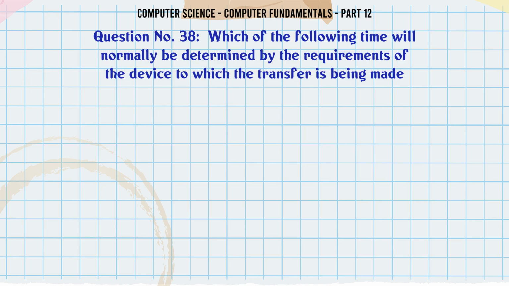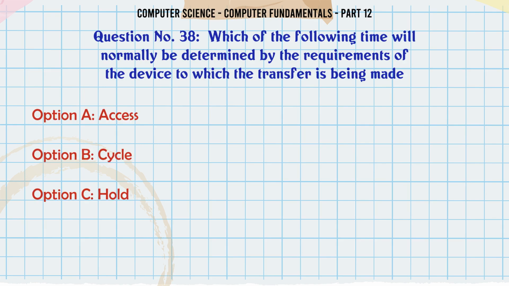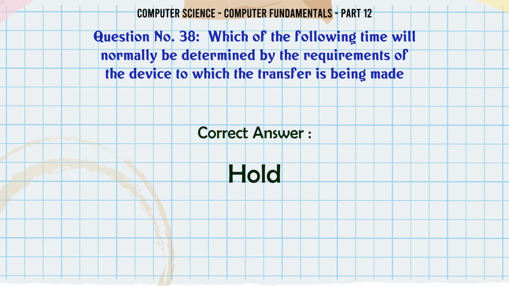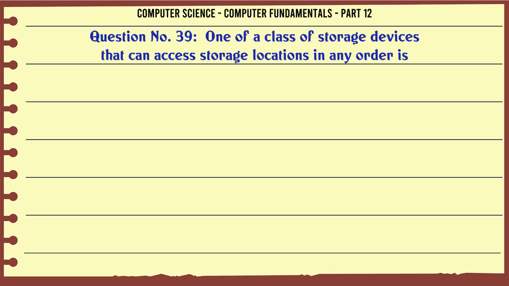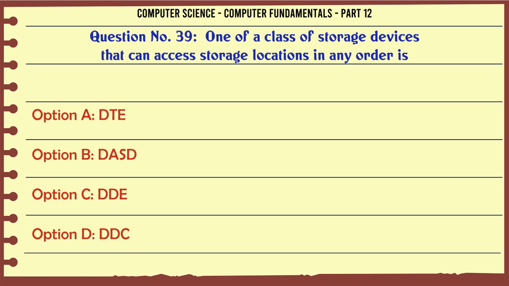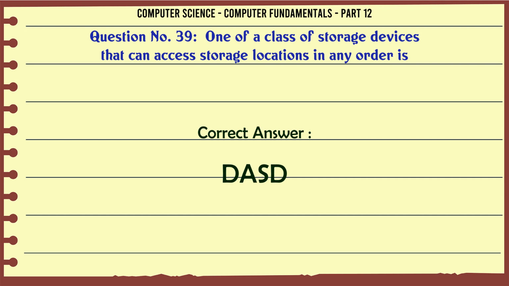Which of the following time will normally be determined by the requirements of the device to which the transfer is being made? A. Access, B. Cycle, C. Hold, D. Delay. The correct answer is hold. One of a class of storage devices that can access storage locations in any order is A. DTE, B. DASD, C. DDE, D. DDC. The correct answer is DASD.